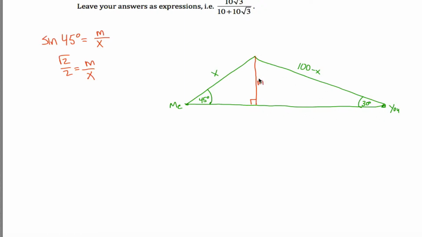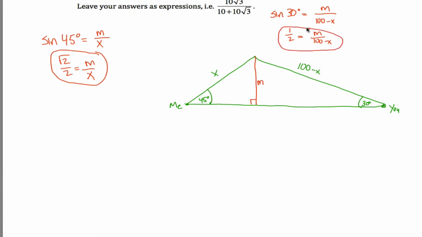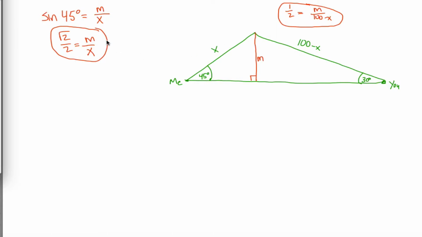And I can do something very similar over here because I again have a right triangle. Now I want to relate together the opposite side and the hypotenuse of this 30-degree angle. So I would say that the sine of 30 degrees is equal to the opposite, in this case m, divided by 100 minus x. And since the sine of 30 degrees I know is equal to 1/2, I get that 1/2 is m over 100 minus x. And these two equations will be everything that I need to figure out what m is. And it'll turn out that once I figure out what m is, I can figure out everything else I need for this problem. So I'm going to take these two equations and note that I have two equations and two unknowns.